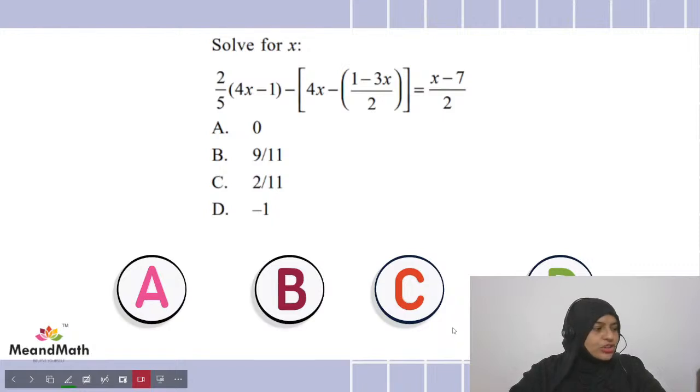You can solve this also. Let's try to solve this equation. And I'm waiting for your answers, all of you.